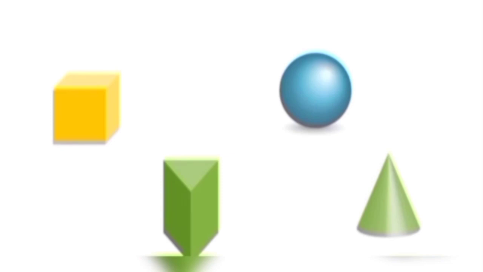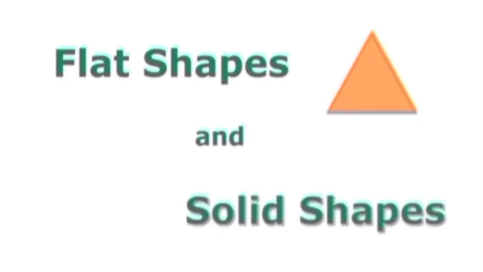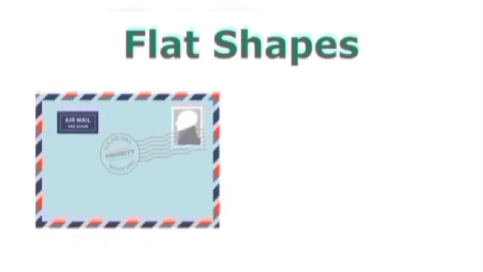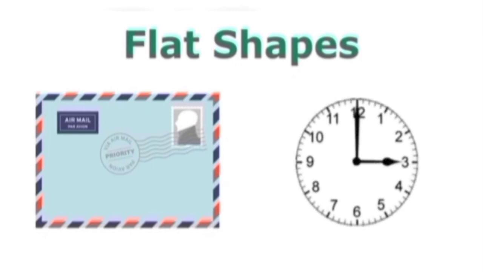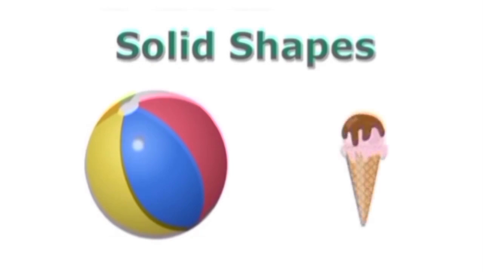When you draw a solid shape, it might show more than one face, or have light shining on it, or have a shadow. That's how you know that it's a solid. Look at this shape, which is flat. This shape is flat. The other shape is solid. Flat shapes and solid shapes. Flat shapes do not take up space. Thus the envelope is a flat shape, and so is the clock. Solid shapes take up space. Thus the ball is a solid shape, and so is the ice cream cone.